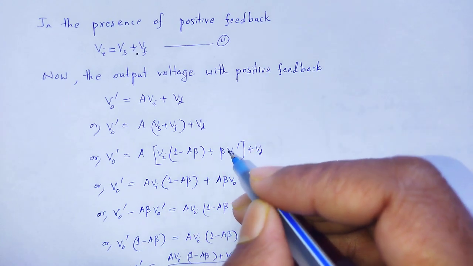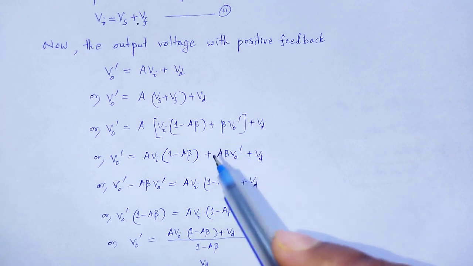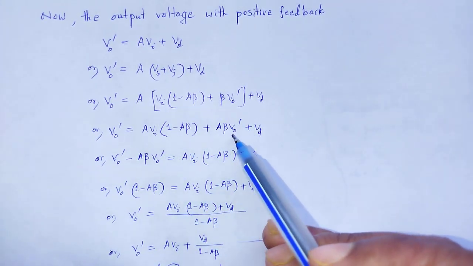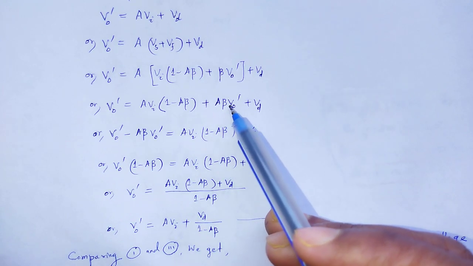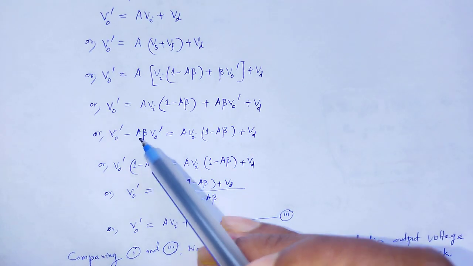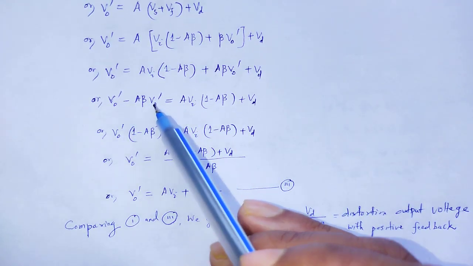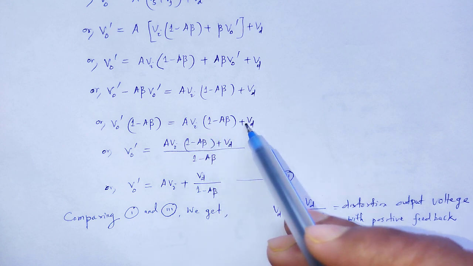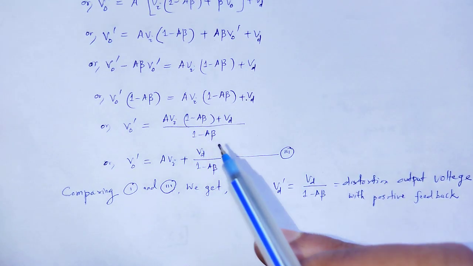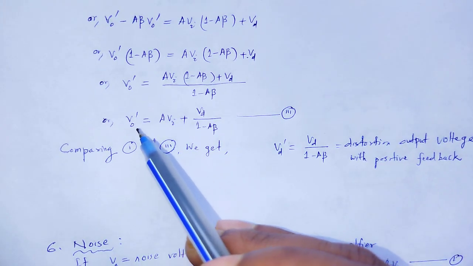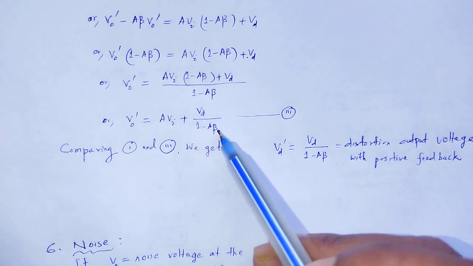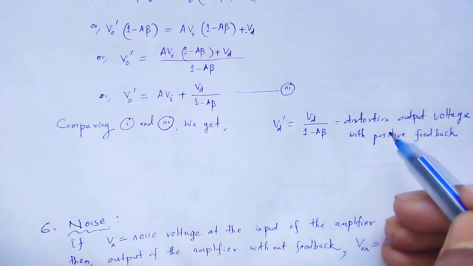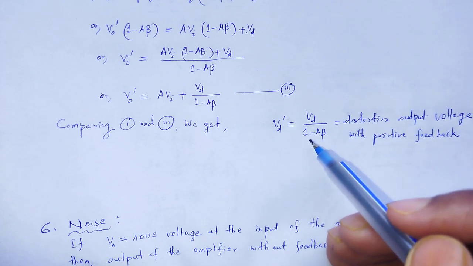In place of Vf, that is beta times V0 dash. Simplifying it, A Vi whole into 1 minus A beta plus A beta V0 dash plus Vd. That A beta V0 dash is now subtracted from V0 dash. Here we take V0 dash as common. Inside the bracket we obtain 1 minus A beta as usual. Next, V0 dash is equal to, 1 minus A beta is divided, separating these two terms. So we obtain V0 dash is equal to A Vi plus Vd divided by 1 minus A beta. If we compare it to equation number 1, then we obtain Vd dash, which is called the distortion output voltage with positive feedback, will be Vd divided by 1 minus A beta.